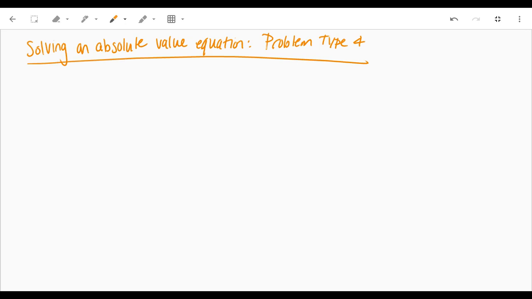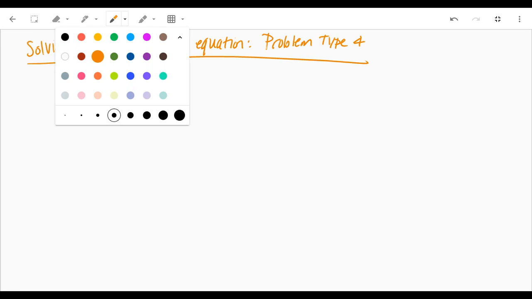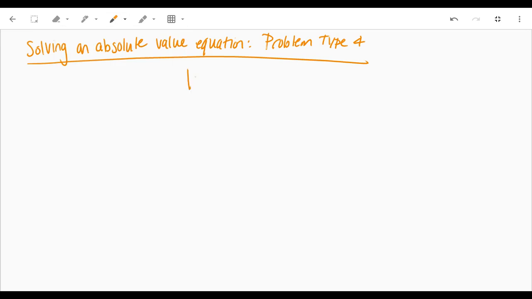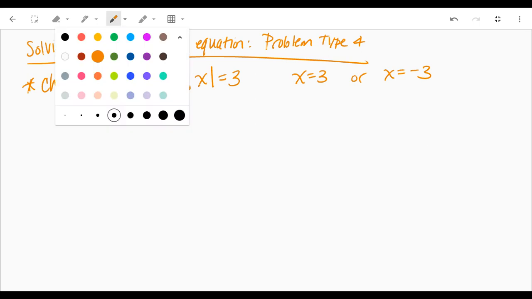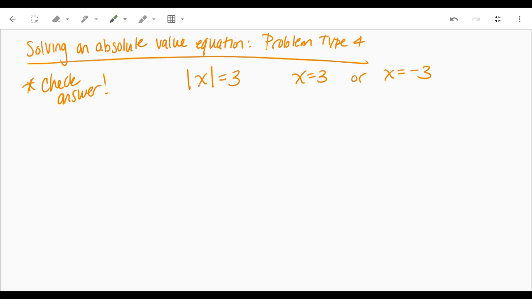Okay, so remember, if I have, for example, the absolute value of x is 3, that means x could equal 3 or x could equal negative 3. So these are going to have two answers, and you have to make sure in this type of problem that you check your answer, because you may get, remember, what we called extraneous solutions.